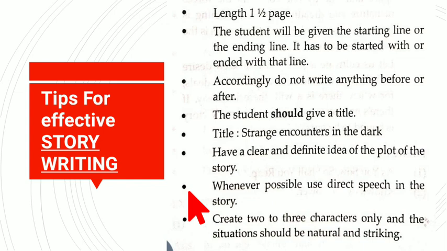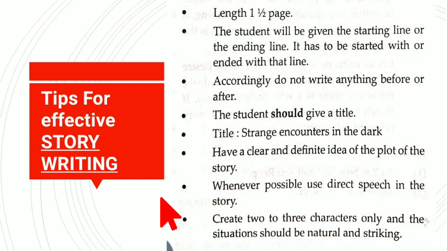Wherever possible, use direct speech in the story. Now, usually whenever we are writing a story, we write it in the past tense. Correct? But here, in some cases where you cannot avoid using direct speech, at that time the same quotation or the same words can be used. Then create 2 or 3 characters only, and the situation should be natural and striking. Whenever you are framing a story, you should not have more than 2 or 3 characters, and the situation should look real, not fictitious, natural and striking.